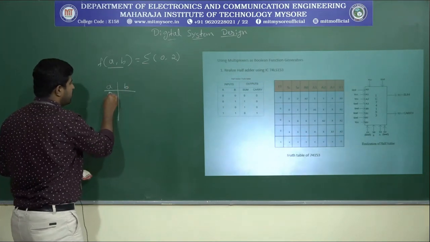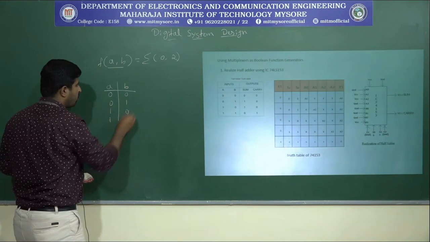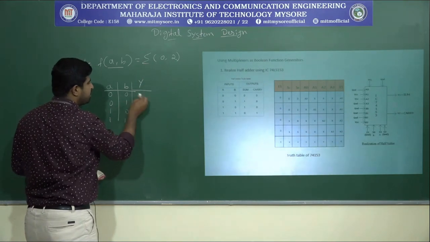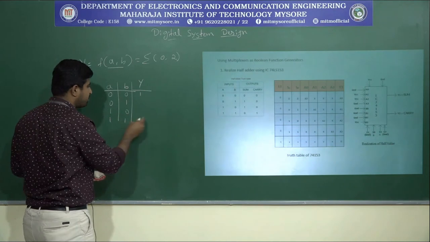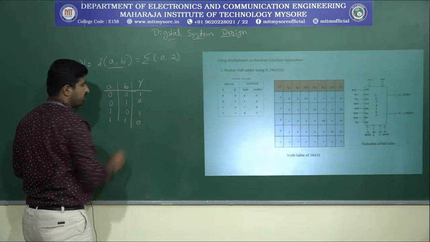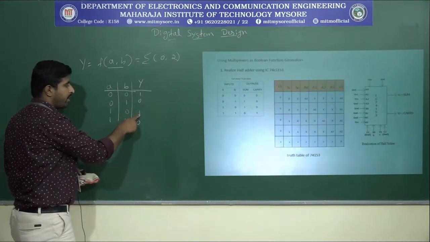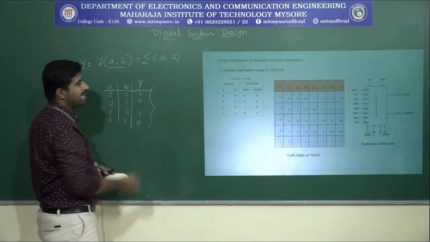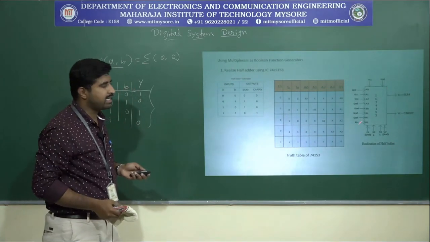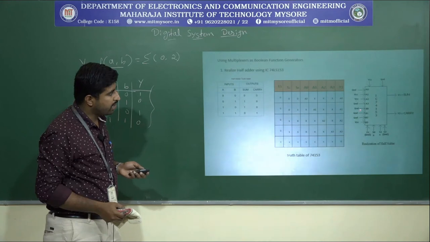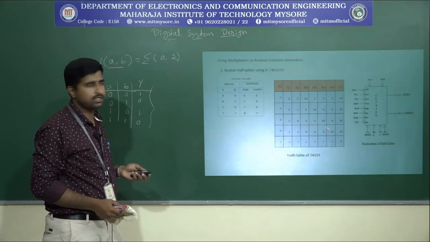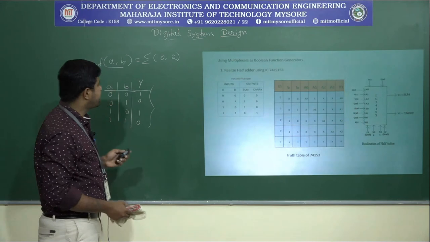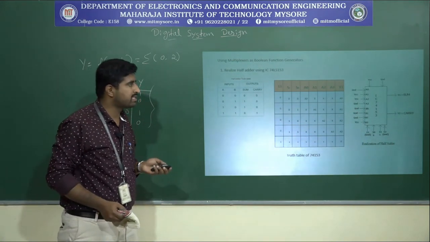According to this equation, AB is 0 0, 0 1, 1 0, 1 1, and then the output, which we will call y. When the input is 0 0, the output will be 1, and for 1 0, the output will be 1. For the remaining, the output will be 0. So 0 and 2 will be 1, the remaining will be 0. Now we need to implement this. To implement this function in a 74153, only one of the muxes is enough. We can use A0 to A3 or B0 to B3, since we have only one output. Earlier we had two outputs, so we used both muxes. Here, since we have only one output, any one mux can be used.